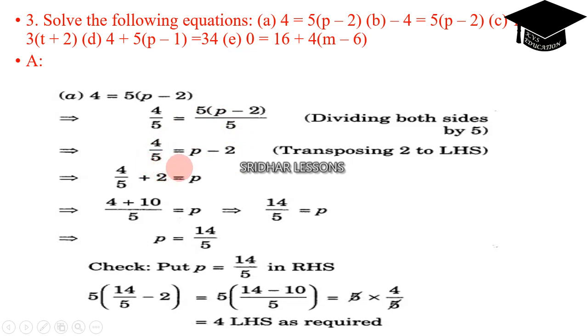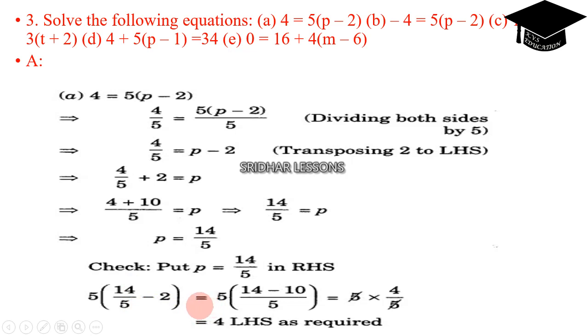Okay. So here we are transposing this 2 to the left hand side. That will become p is equals to 4 by 5 plus 2. So taking LCM as 5, 4 plus 5 into 2, 10. So p is equals to 14 by 5. Okay. To check the value, what we have to do? Putting p value 14 by 5 in RHS. Okay. 5 into 14 by 5 minus 2.